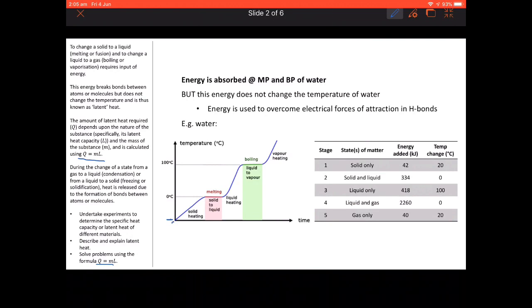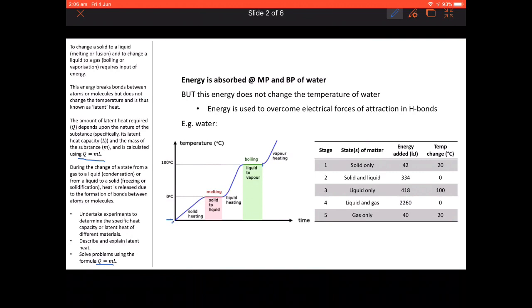Then you get to boiling point, where the temperature again remains constant at 100 degrees for a while, so more heat is still being added, but the temperature is staying the same at 100 degrees until a certain threshold is reached, and then your vapor begins to increase in temperature steadily again.